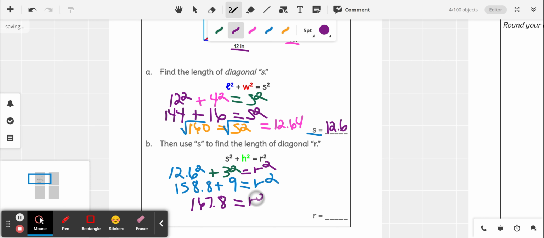And since we are putting it equal to r squared, we will have to find the square root of both sides. The square root of 167.8 is 12.95. And when we round to the nearest tenth, because the 5 will make our 9 a 0 and make our 12 a 13, our r will just be equal to 13.